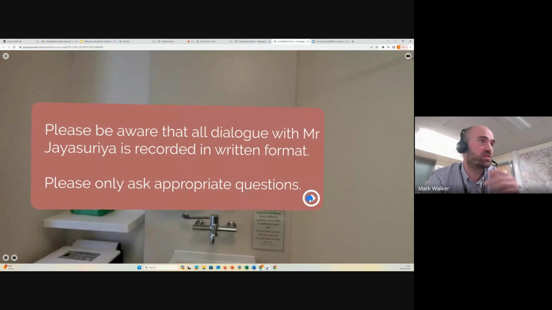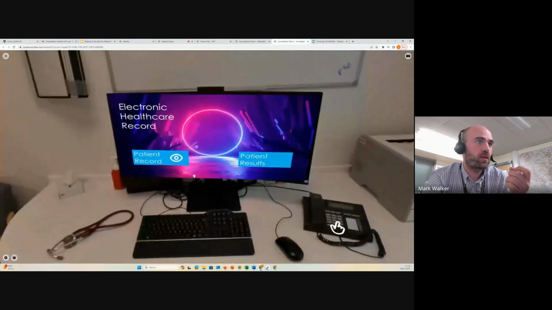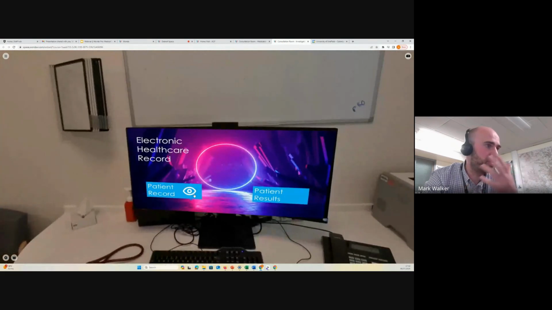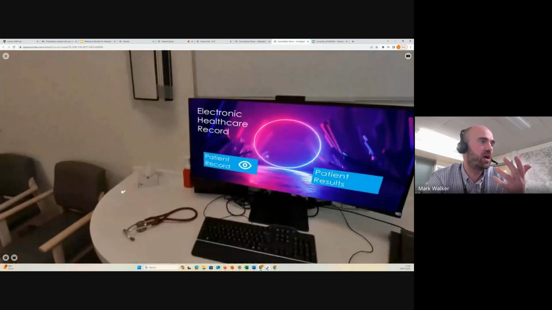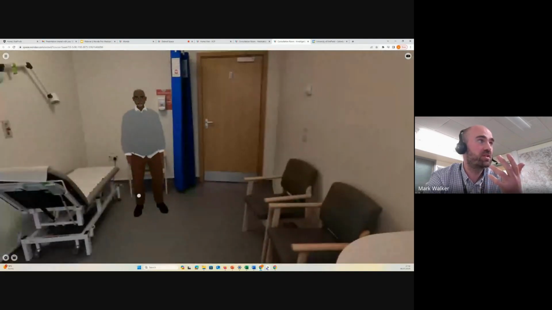This is just a disclaimer, so the students know that they have to ask appropriate questions. The rooms have been designed so they cascade. So the students should go through each space in a stepwise fashion to build the correct information. They can talk to the avatar, Mr. Jai Sarir, here at any time.